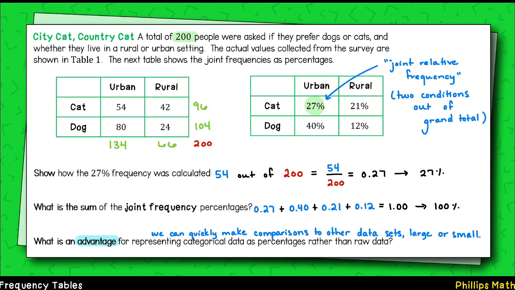Let's show how this 27% was calculated. Well, 54 people surveyed lived in an urban setting with a cat out of 200 total people surveyed. 54 divided by 200 is 0.27 or 27%.